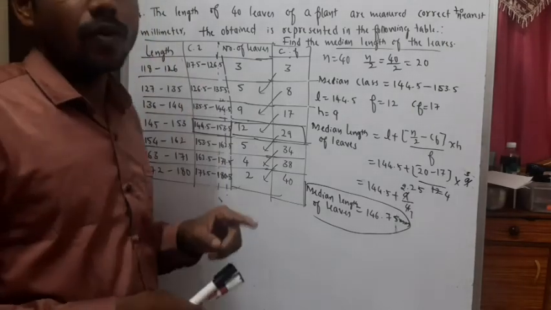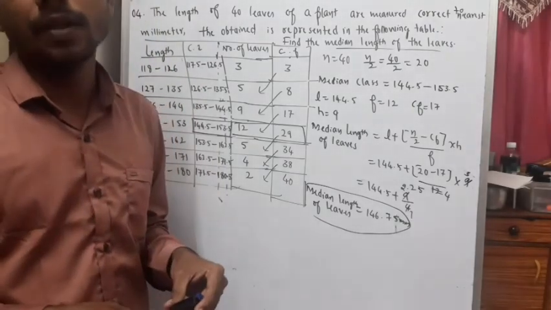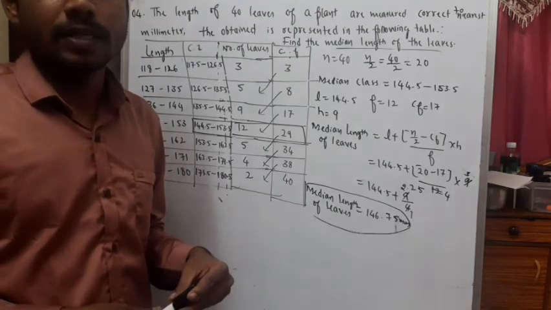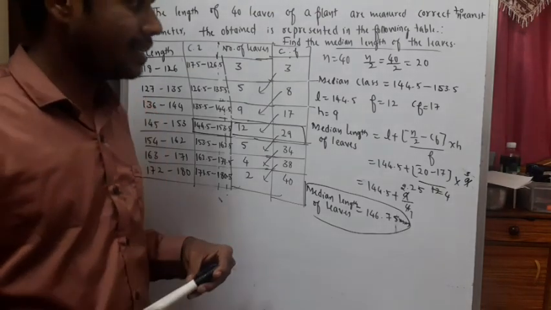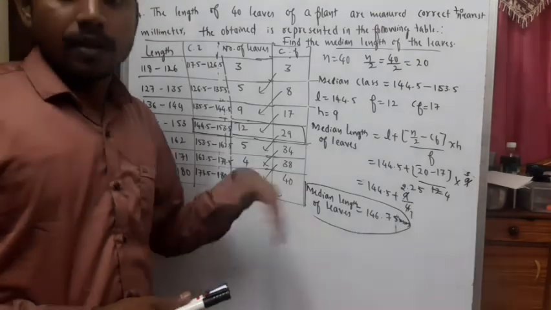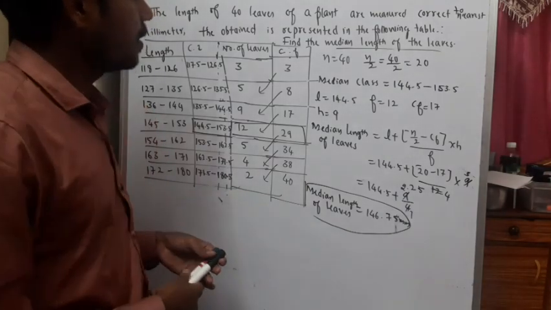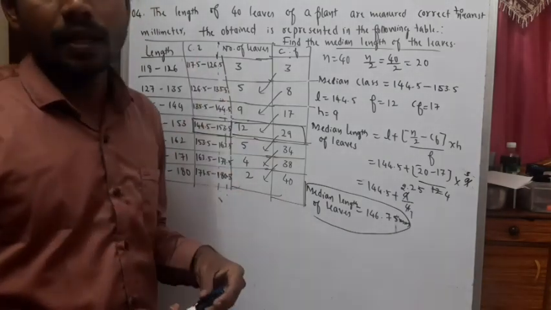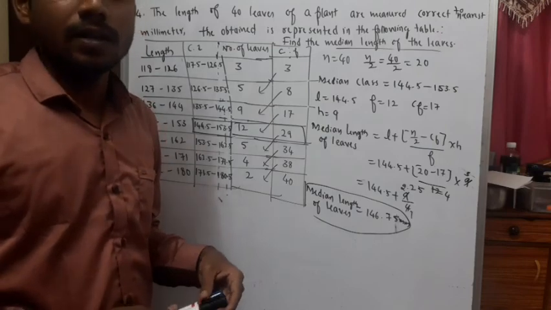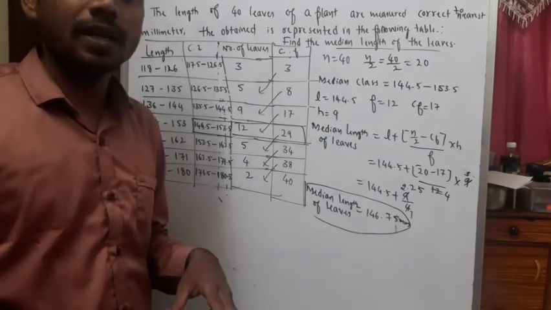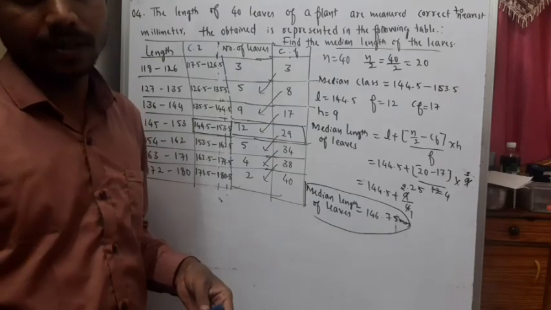Exercise 14.4 is not there in your syllabus. So this concludes statistics. In the next video, we are going to cover probability. Then we'll move to circles, areas related to circles, and then constructions. Okay, thank you.